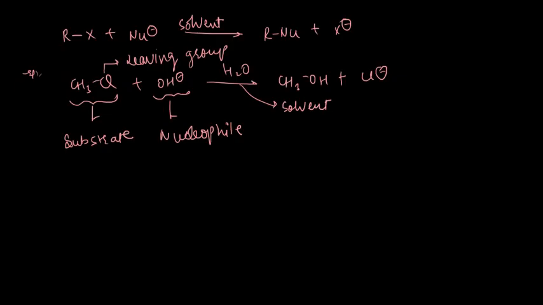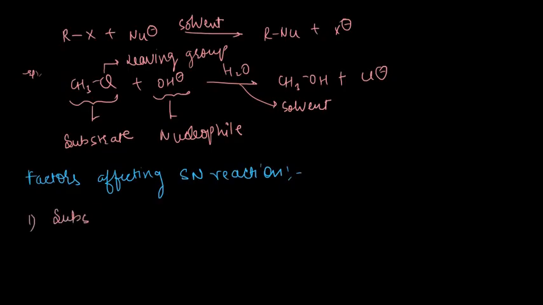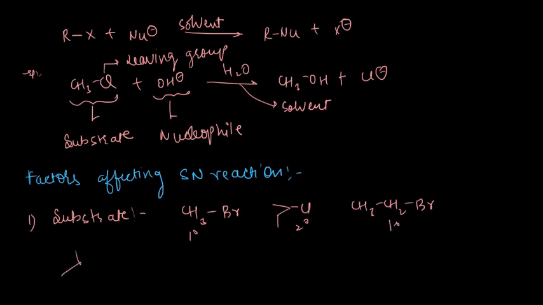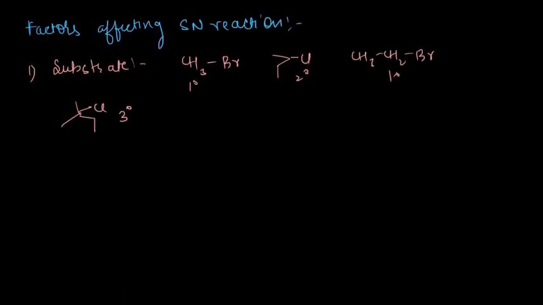Now what are the factors which affect the nucleophilic substitution reaction? So we're going to look at the factors affecting the SN reaction. First is the substrate. How should a substrate look? Substrate could be CH3Br. It could be 1 degree, 2 degree, CH3CH2Br, also 1 degree, or 3 degree. Right, so all these types of compounds are possible.